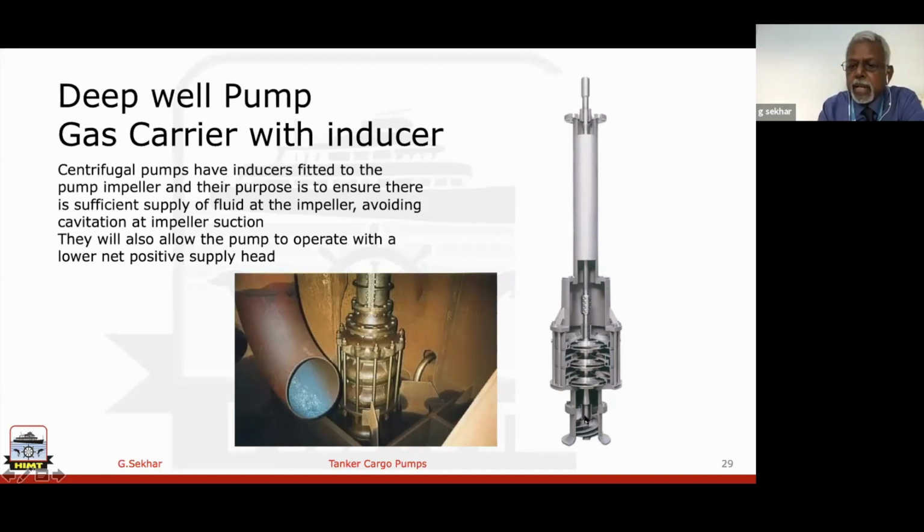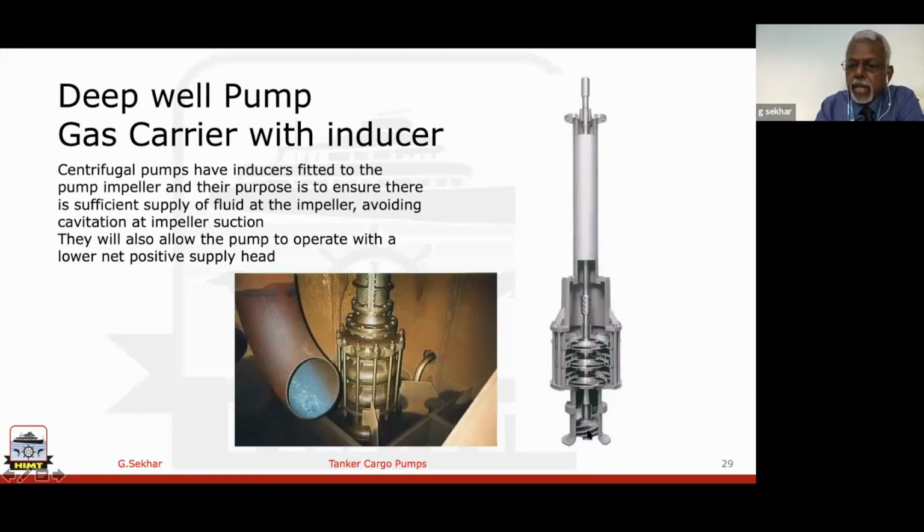So this inducer you will find only in gas tanker cargo pumps. As you can see here, inducers are fitted to the pump impeller. What is the purpose of the inducer? To ensure there is sufficient supply of fluid at the impeller, avoiding cavitation at impeller suction. Or in other words, the suction losses are averted.